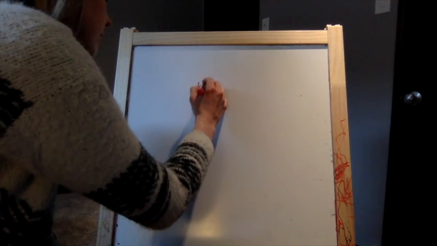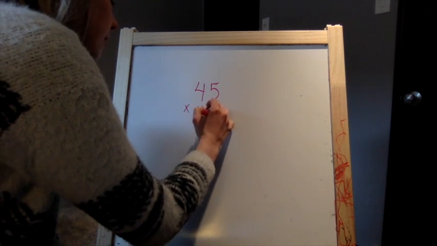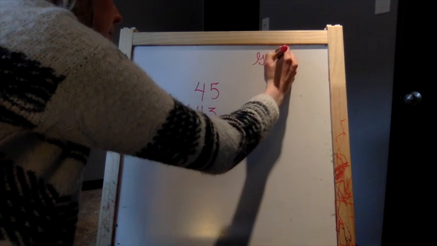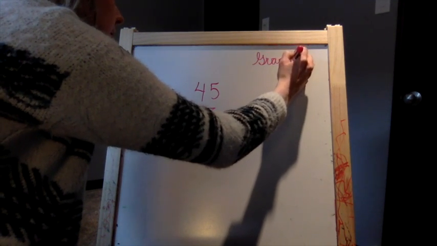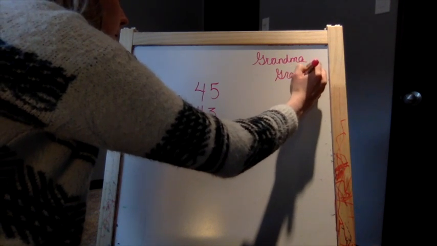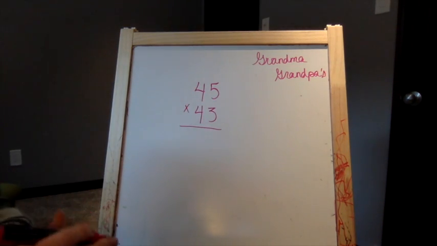Now, let's try some multiplication, because that's what's next on your sheet. So our first one is 45 times 43. Now for this, I'm going to use Grandma and Grandpa's way. So let's do it using Grandma and Grandpa's way for our first one.